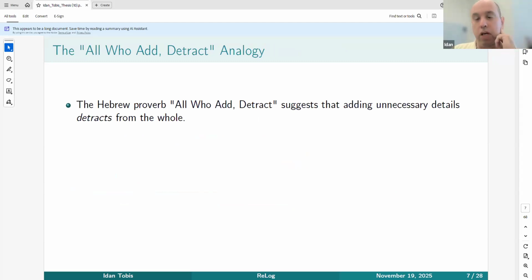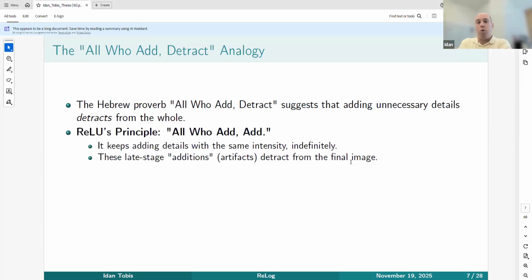So most of you do speak Hebrew, and most of you know the proverb "Kol hamosif gorea," from the Talmud Bavli. In English, it would be "all who add, detract." This suggests that adding unnecessary detail detracts from the whole. So ReLU's principle is the opposite. It would go with the proverb "Kol hamarbe lesaper b'yetziat Mitzrayim harei ze meshubach" from Pesach.